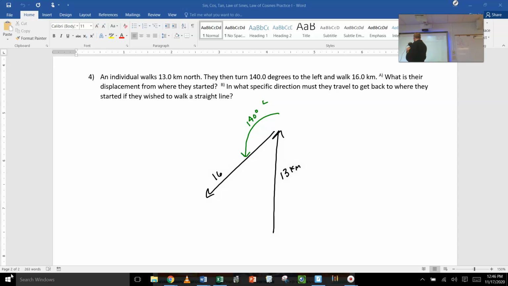See how that's not really quite to scale? Because 16 should be bigger than 13. And just for my own humor, this angle right here is 50 degrees, because if that's 140 from north, then that has to be 50. Okay, what's your displacement and in what specific direction?